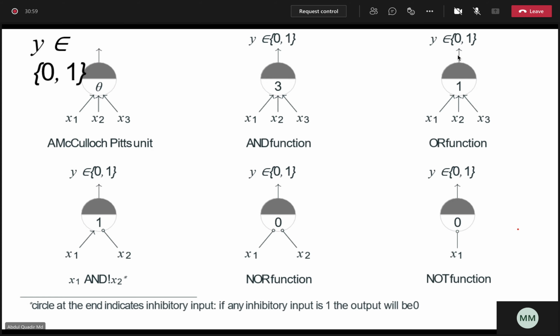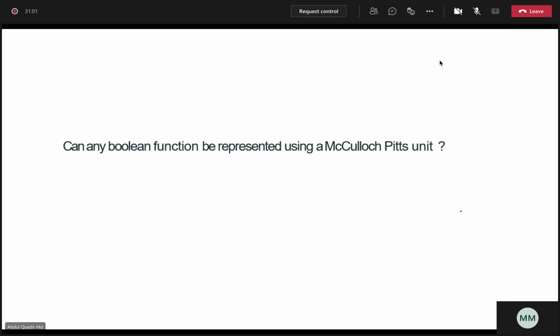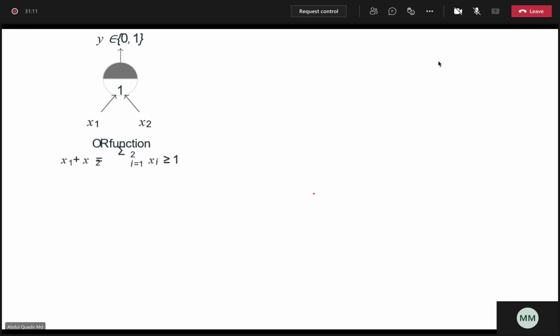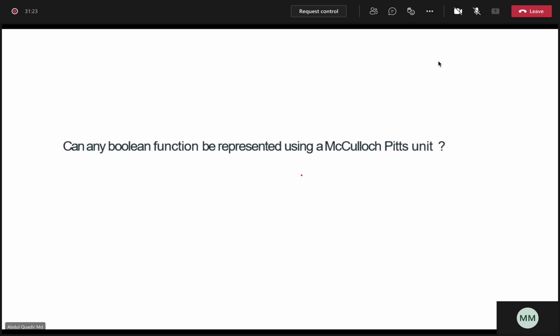Now, having said that, students, can any Boolean function be represented by MP neurons? Before answering this question, let us see some geometrical terms. Now, students, we will see the OR function with respect to the MP neuron algorithm. So what does the MP neuron algorithm state, students?